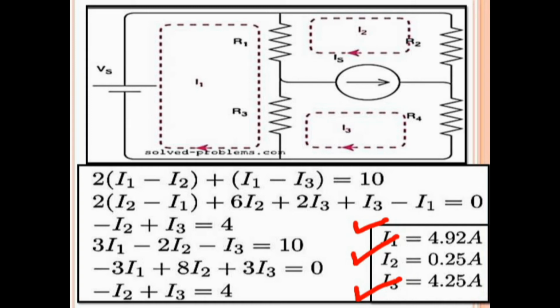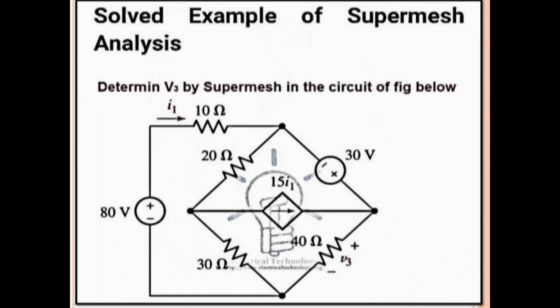Okay, now we will see the next question. So this is another question. Determine V3 by super mesh in the circuit of the figure below. So guys, here you have to use super mesh analysis again, because there is another 15I1 current-dependent current source connected between these two adjacent meshes, the second and third meshes. So again you have to apply KVL.